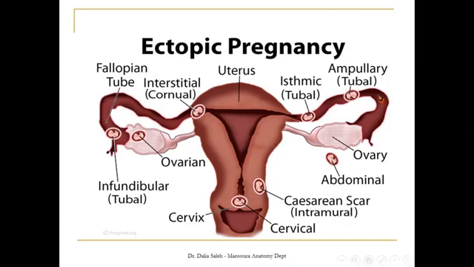It could occur at the fallopian tube, at any part of it, at the isthmus, at the ampulla, at the distal end or the infundibular end of the fallopian tube, or even in the intramural part here. So these are the variations of the tubal pregnancy. It could also occur at the ovary, so in this case we call it ovarian pregnancy. It could occur at the abdominal cavity or the pelvic cavity. In this case we call it abdominal pregnancy.